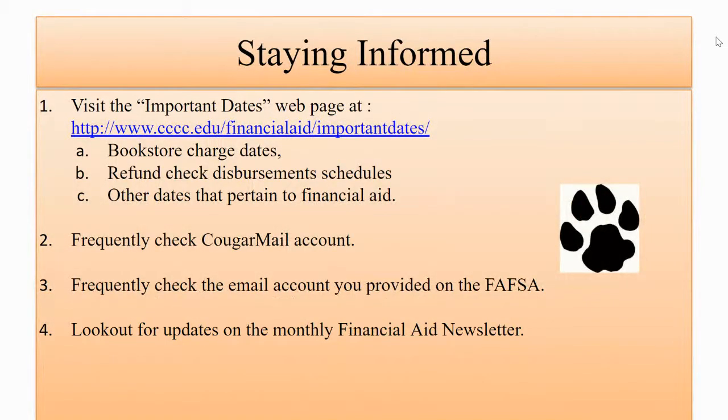And then staying informed, we do have an important dates website. We try to keep this as accurate as possible. We have the bookstore charge dates on there. We have the refund checks, and other dates that pertain to financial aid, like the census date, when they can add classes and whatnot. We try to tell students to keep an eye on their Cougar Mail because we do not send any private information to the personal email. It will automatically go to their Cougar Mail account.